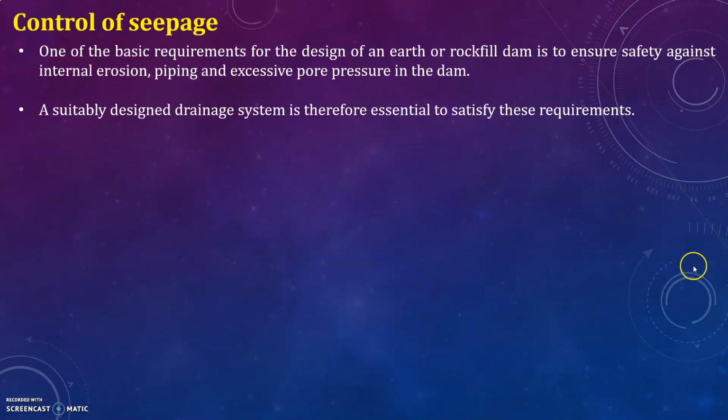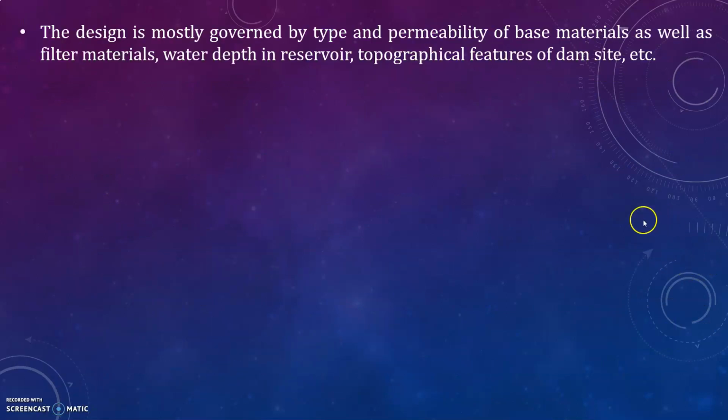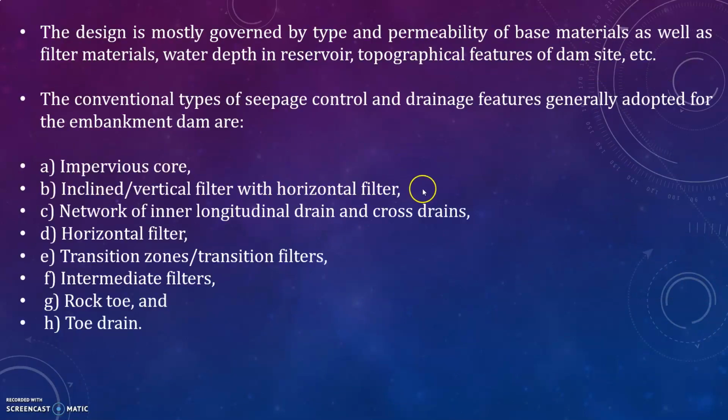So these are some of the methods of controlling the seepage in the dam, that is impervious core, inclined or vertical filter with horizontal filter, network of inner longitudinal drain and cross drains, horizontal filter, transition zones or transition filters, intermediate filters, rock toe and toe drain.